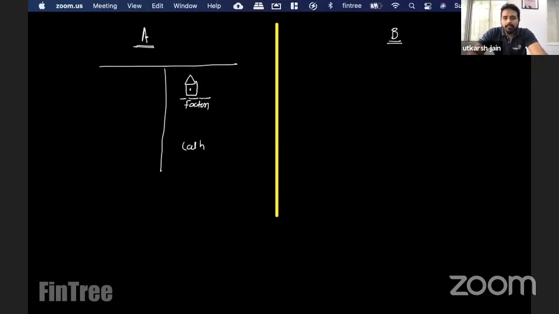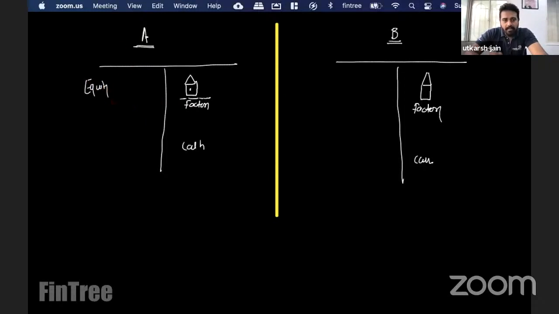Now we have company B. Company B also has exactly the same factory. They probably have exactly the same level of cash. Now company A is an all equity company. It does not have debt. So let's say equity is 1,000, factory is 900, and cash is 100. But company B has a very low level of equity and most of its funding is debt.